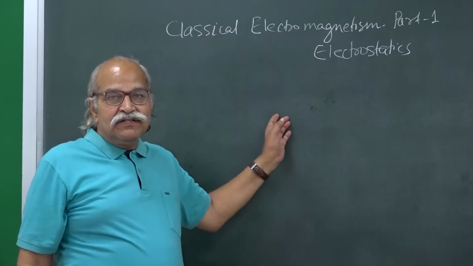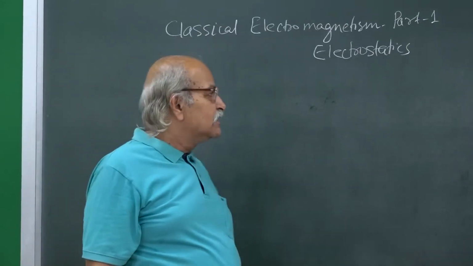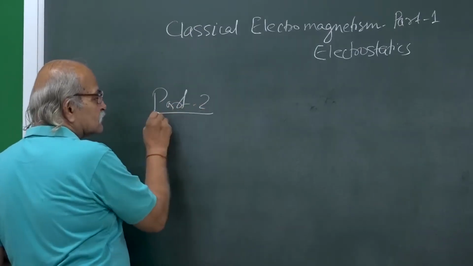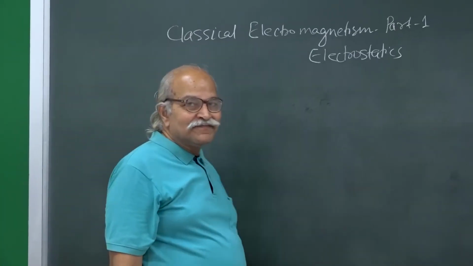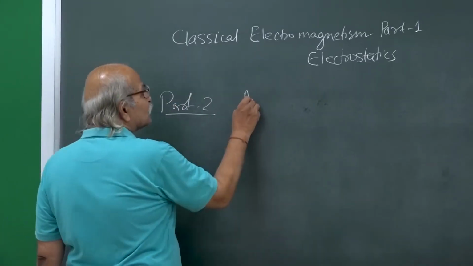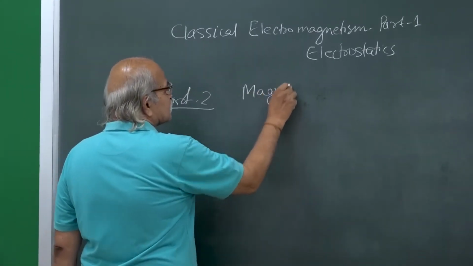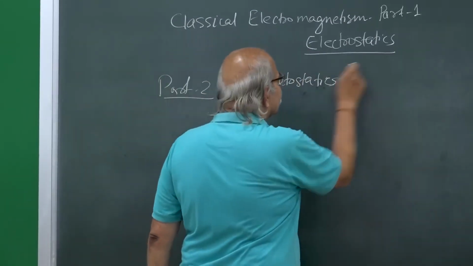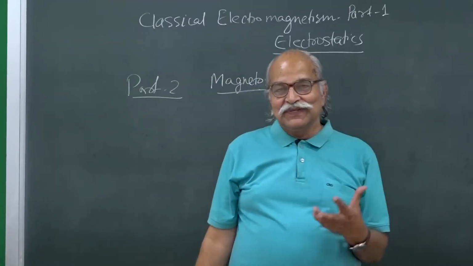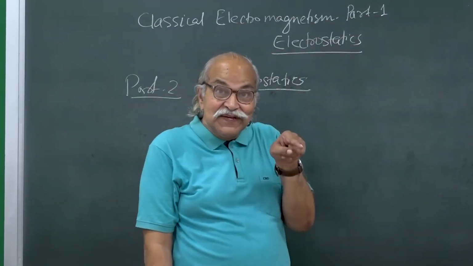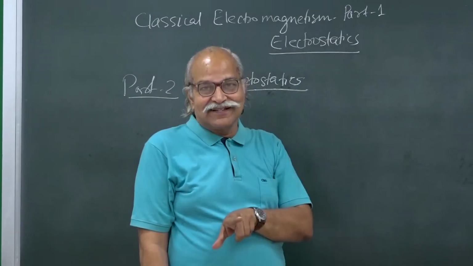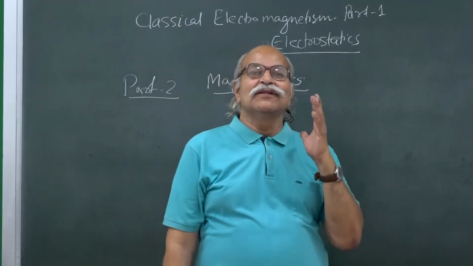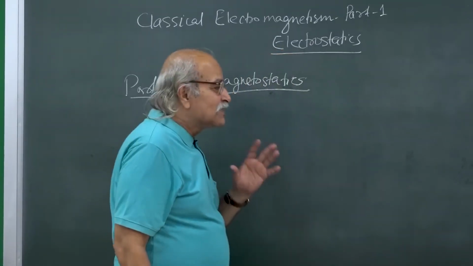and in continuation the next part we will be giving in this course, and this part 2, which is starting today, will be on magnetostatics. So, you have electrostatics and you have magnetostatics. In electrostatics you have electric field produced by the static charges, and here you have magnetic field produced by the constant currents, not changing with time.